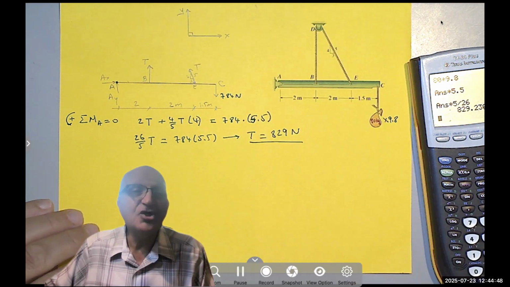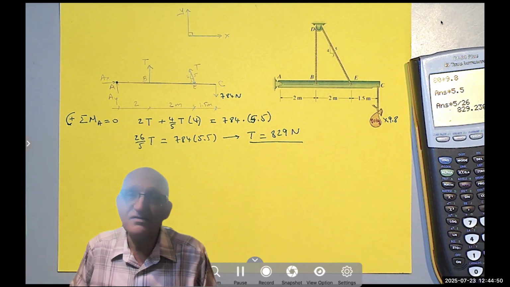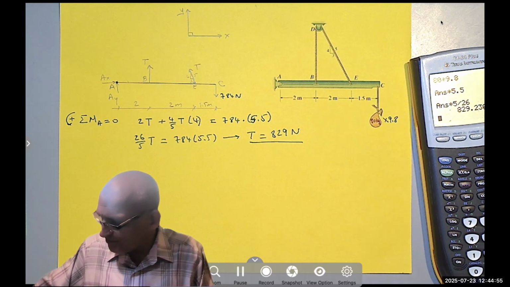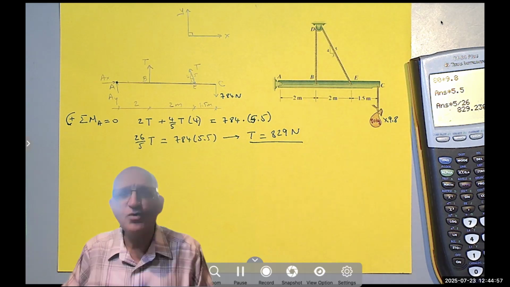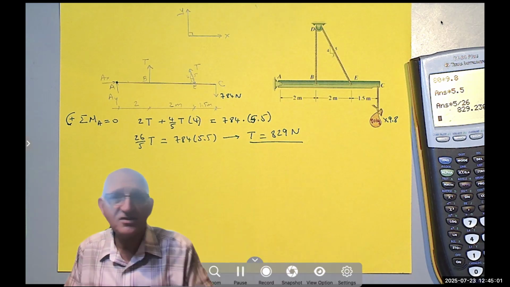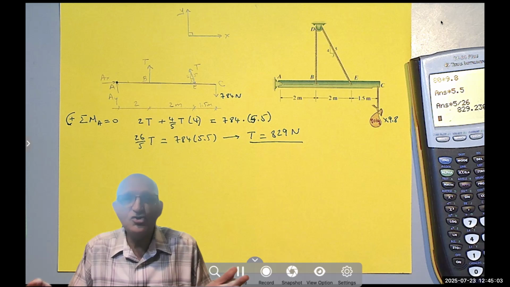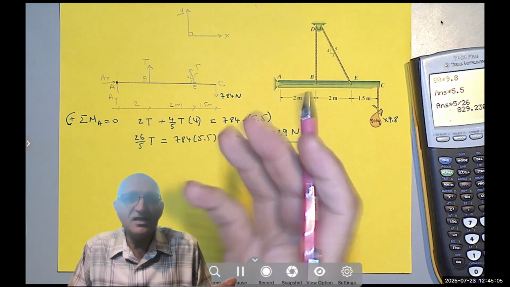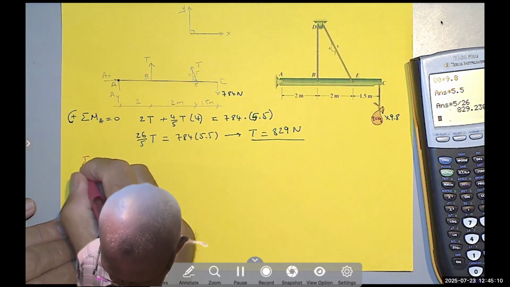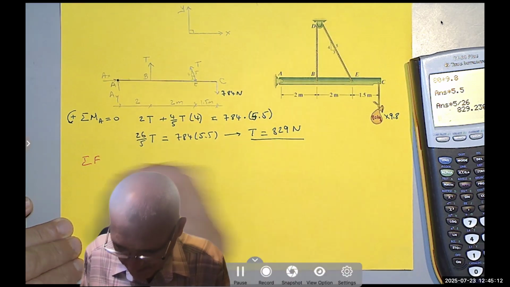But now once you know the T, you can solve for either x or y. It doesn't matter. I was telling you, some people always start with the summation of the force in the x equals 0, then y equals 0, then z equals 0. No, don't memorize. There is no silver bullet. So in this case, we started with the moment because it made sense.